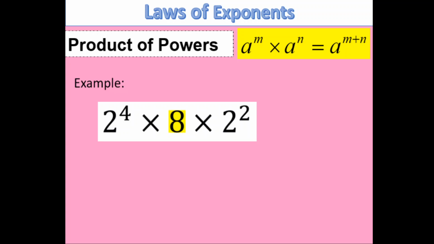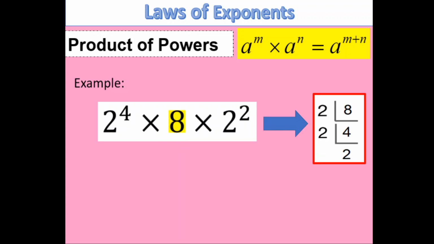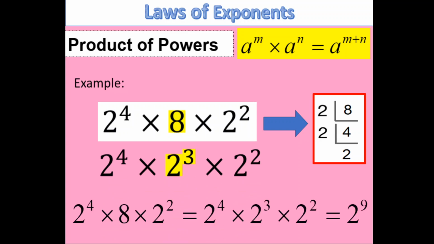In this example, one number shows a different base. So we need to change this using number 2. So we actually have to divide number 8 by 2, which gives us 2 cubed, which is equal to 8. And using the product of power rule, we get this.